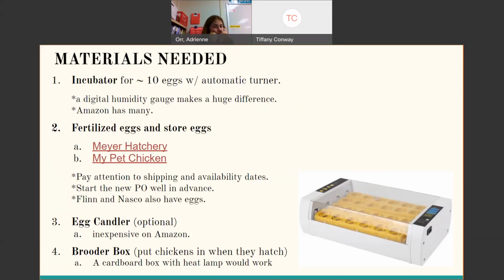An egg candler is like a really bright flashlight, and so you can put the egg on it and you can kind of see into it a little bit, so you can see if there's any blood vessel development or anything like that. And there's a few lessons where it tells you to do that. You want to make sure that you don't candle the same egg every time or often, because the more you take them out and handle them, the less likely they are to hatch. And then a brooder box, which is something to put them in after they hatch. So we have some from 4-H that a lady in our building lent to us. You could just use a cardboard box with a heat lamp too.